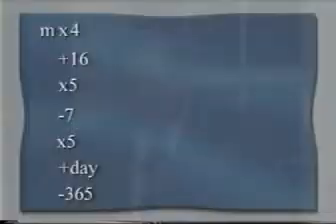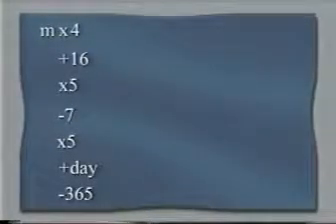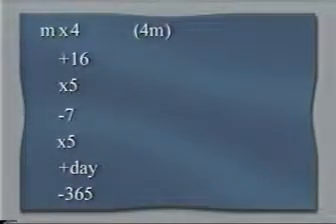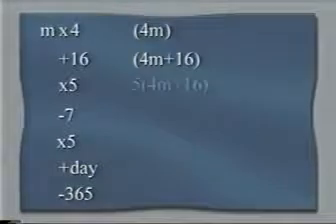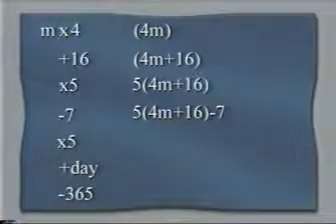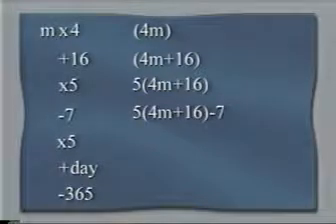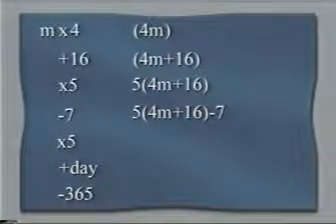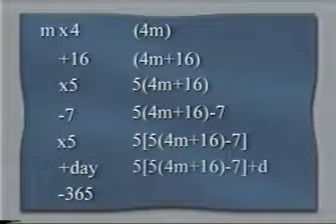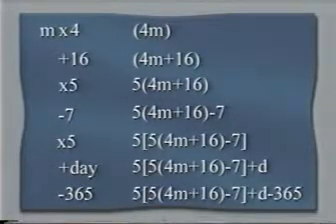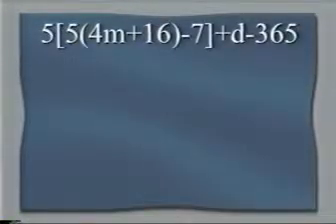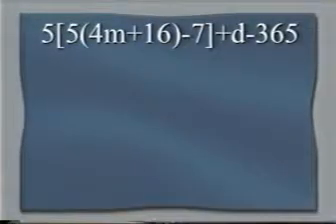Since the first thing we're going to do is multiply the month by 4, we have 4m, and then we add 16, and that is in parentheses to be multiplied by 5, and then we subtract 7. And that whole statement is within square brackets, because then we're going to multiply it by 5. We're going to then add d and subtract 365. So what we have is 5, bracket 5, open parentheses, 4m plus 16, close parentheses, minus 7, close bracket, plus d, minus 365.